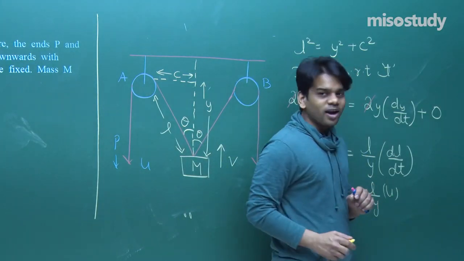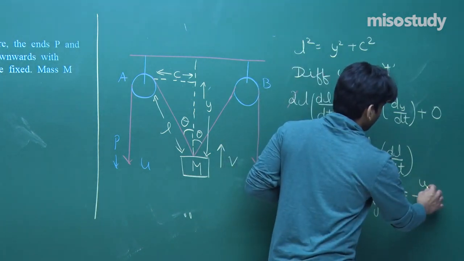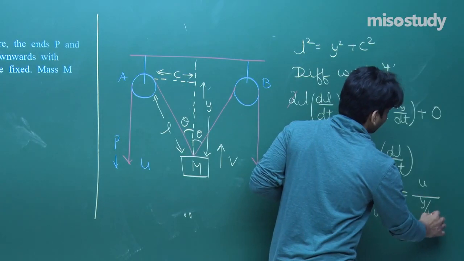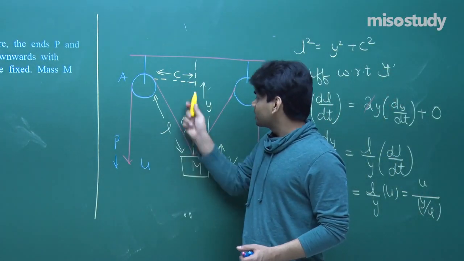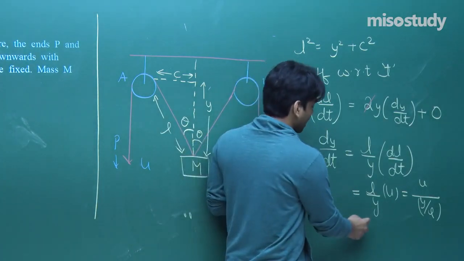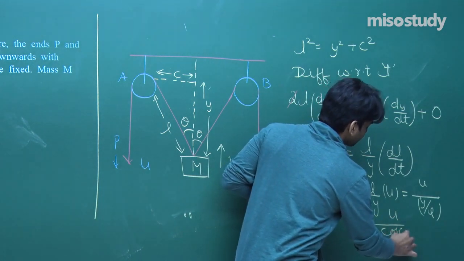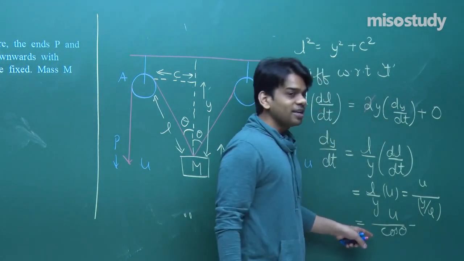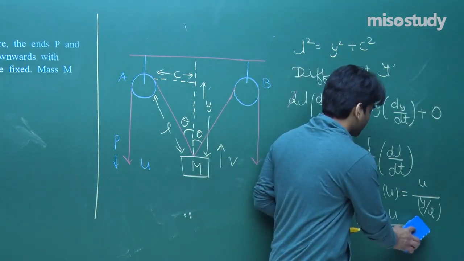Now what is L by y? The same thing can be written in this way. Keep u here and you can keep y by L in this way. y by L, you see here, y is this term, L is this term, so that is cos theta. So you can write this as u by cos theta. I hope that you can clearly see this complete answer, that is u by cos theta.